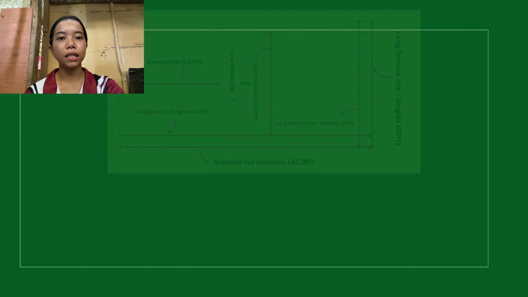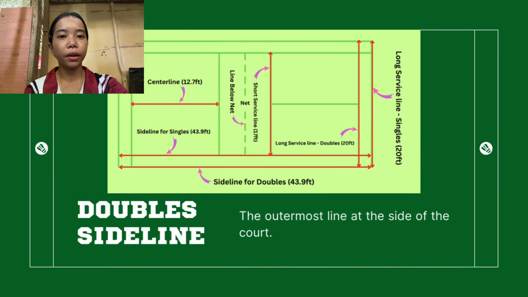The next is the doubles sideline. In badminton doubles, the outer sidelines, also called double sidelines or outer tram lines, are the outermost boundary lines of the court. Any shot landing within this line is considered in or valid for doubles matches. If the shuttlecock lands outside the outer sideline in doubles, it is considered out of play.